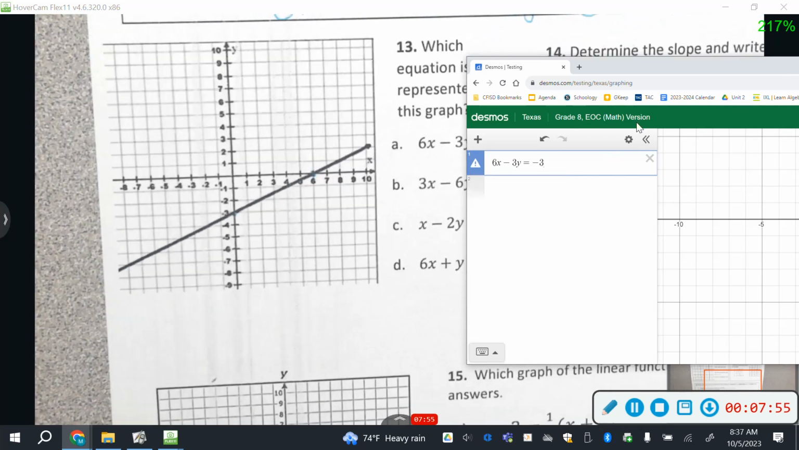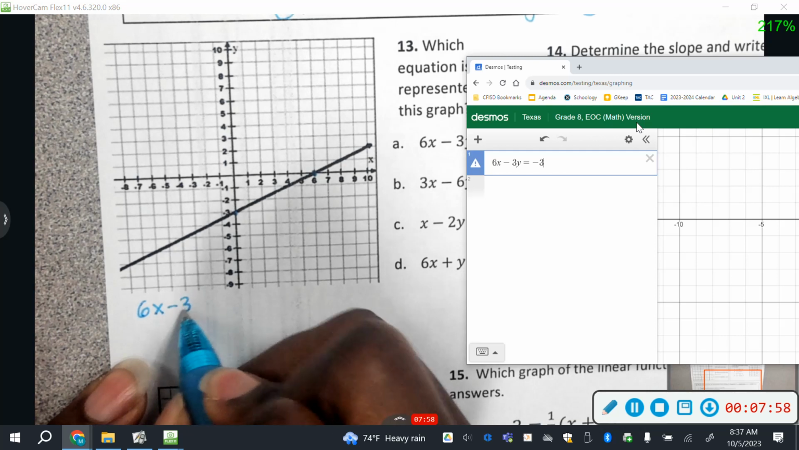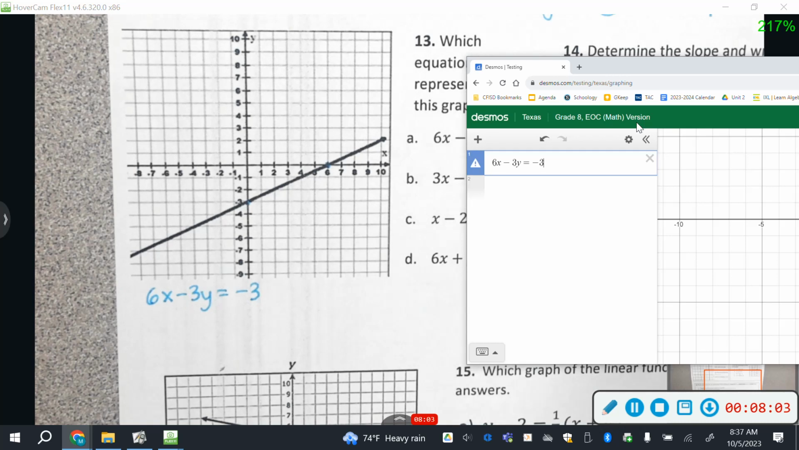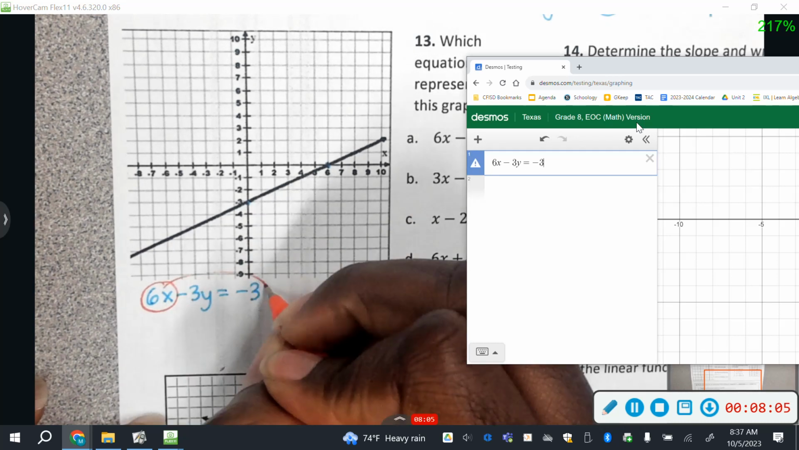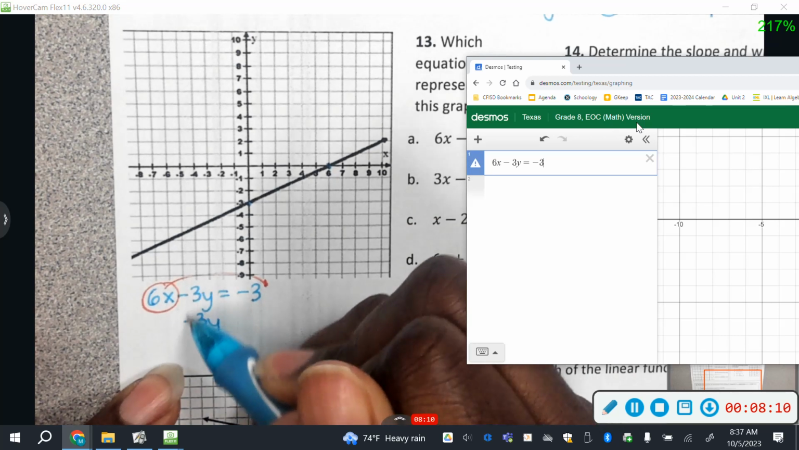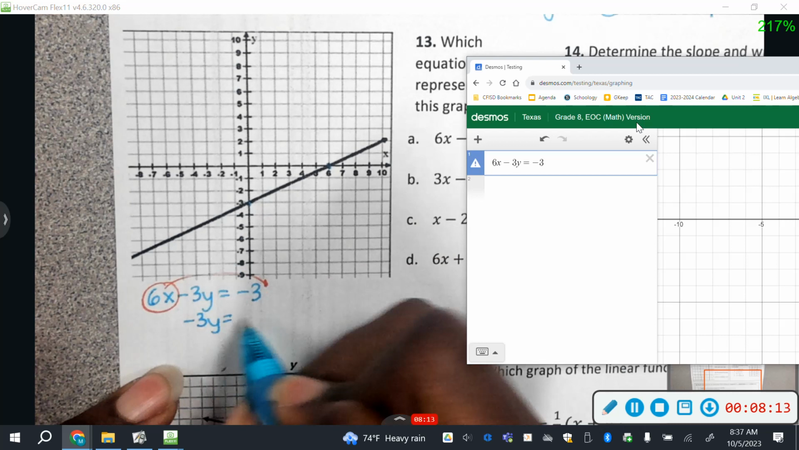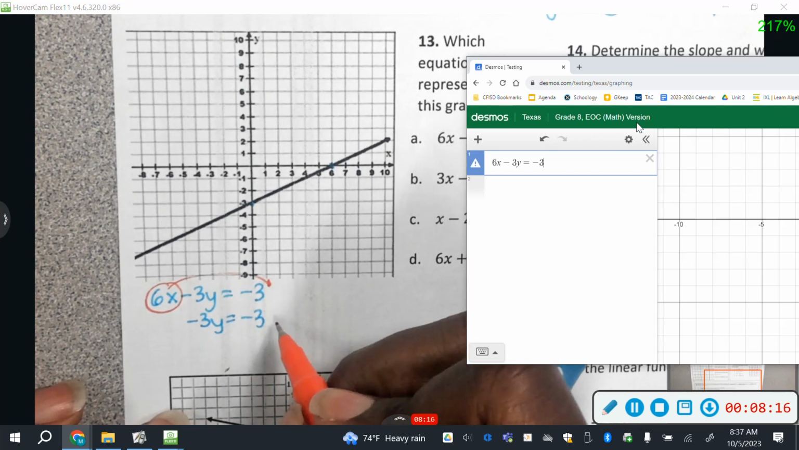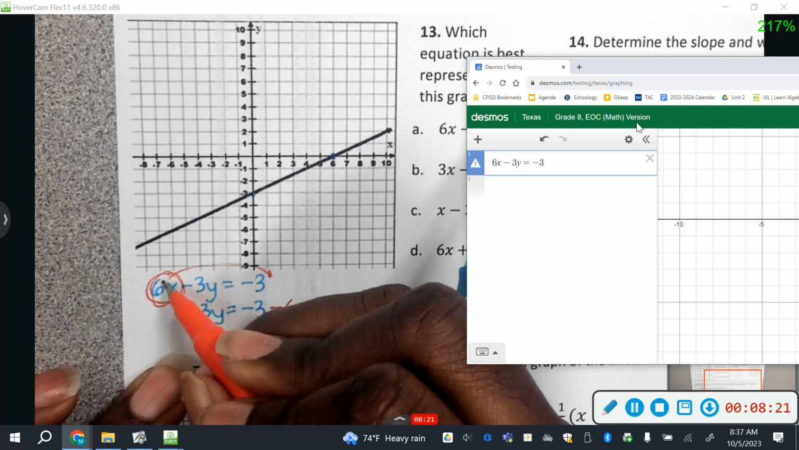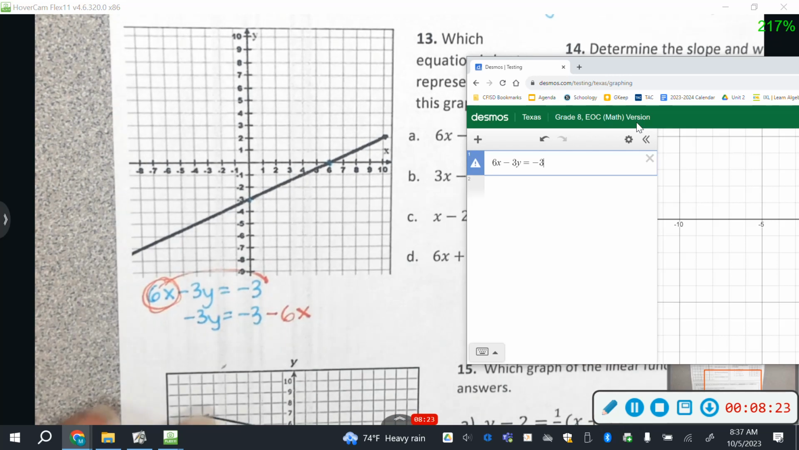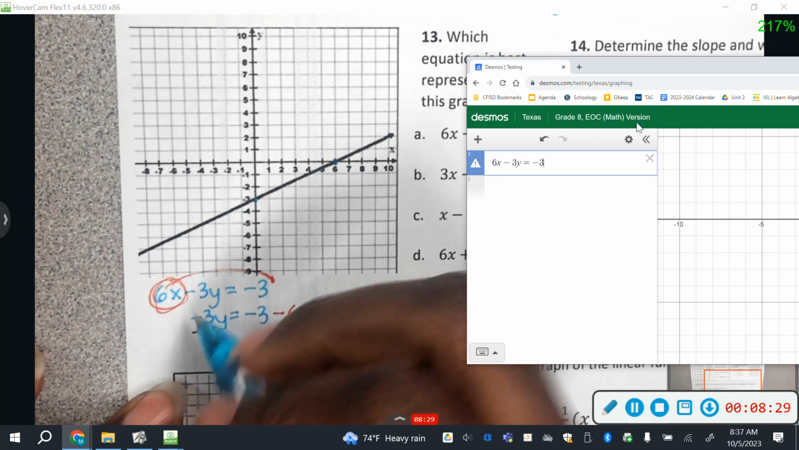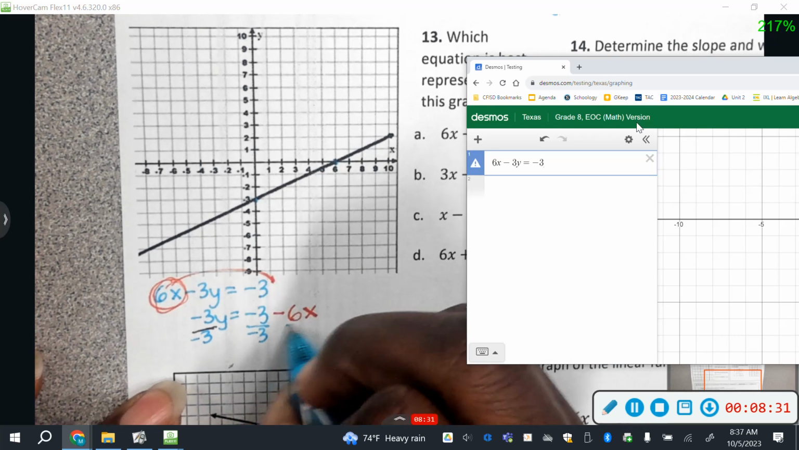Uh-oh, we have a problem. What's wrong with that? You gotta move it. It's standard form, so I need to move what? Move my 6x to the other side of the equals. Please make sure you bring down the minus sign with this 3y. But back here, what am I going to write? Minus 6x, because we move the opposite. Next step. You gotta divide by -3. Divide everything by -3.